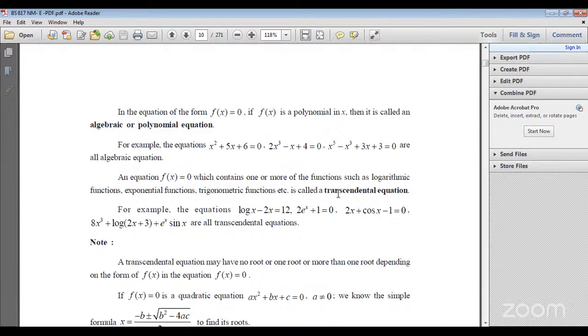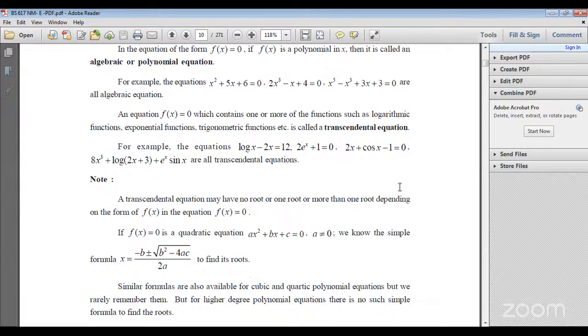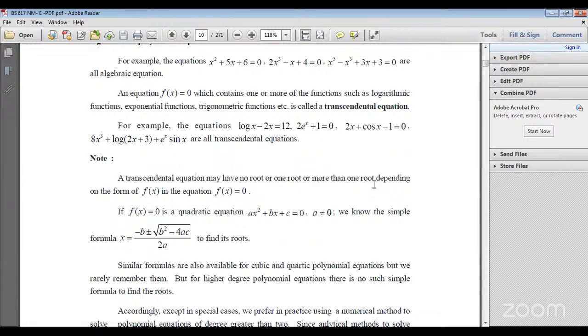So x square plus 5x plus 6, x cube, x power 4, x power 5 you can take as algebraic equations. But log x minus 2x plus cos x minus 1, 8x cube plus log 2x plus 3 plus e power sin x, these we call transcendental equations. Suppose we take a normal equation x square plus 2x plus 1 equals 0.